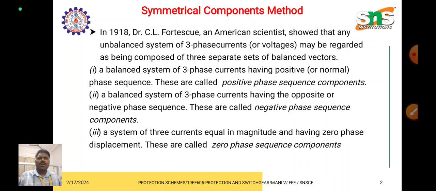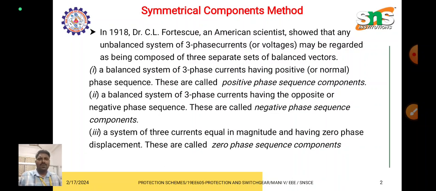So here, in 1918, Dr. C.L. Fortescue, an American scientist, showed that any unbalanced system of three-phase current, or it may be voltage, may be regarded as being composed of three separate sets of balanced vectors. One is the positive phase sequence component, the second one is the negative phase sequence component, and the third one is the zero phase sequence component.